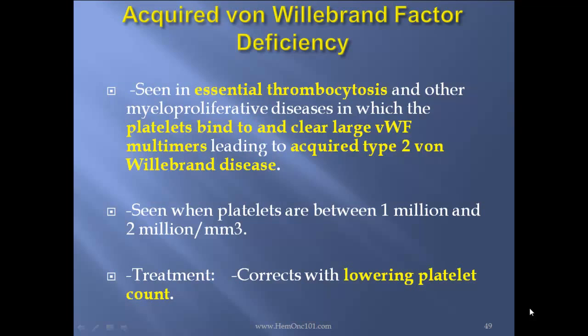So, acquired von Willebrand factor deficiency is seen in essential thrombocytosis and other myeloproliferative diseases in which platelets bind to and clear large von Willebrand factor multimers, leading to acquired type 2 von Willebrand disease. Seen when platelets are between 1 million and 2 million. Treatment corrects with lowering platelet count.